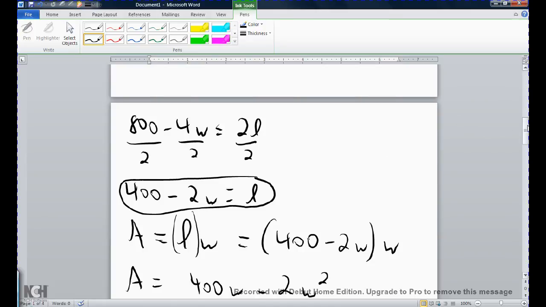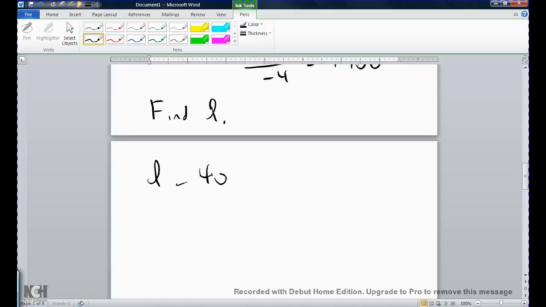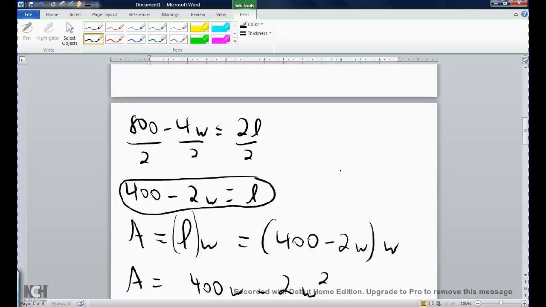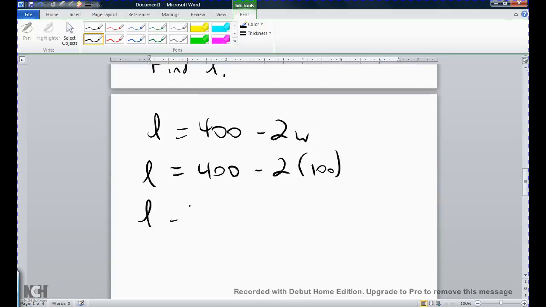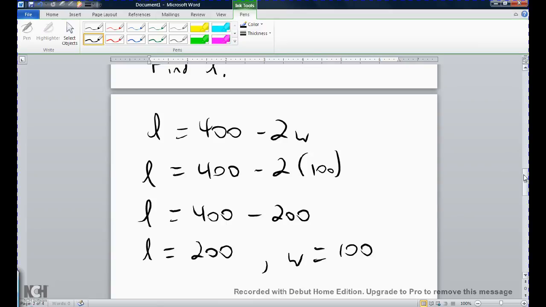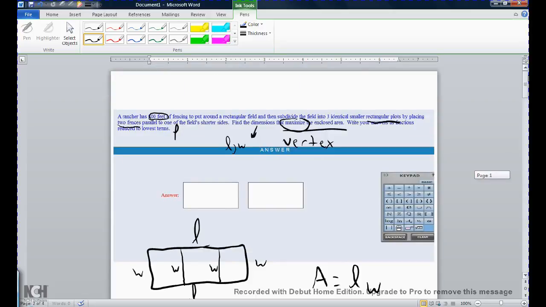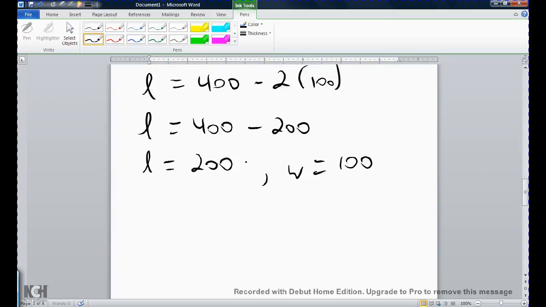So what that means is L is equal to 400 minus 2W. And if you don't believe me, there it is, 400 minus 2W. And that means that once we replace the W, which is 100, we get L equals 400 minus 200, and L equals 200. Keep in mind that the width was 100, and the last thing I want to make sure is feet. Always make note of the units, feet. So that's the final answer.